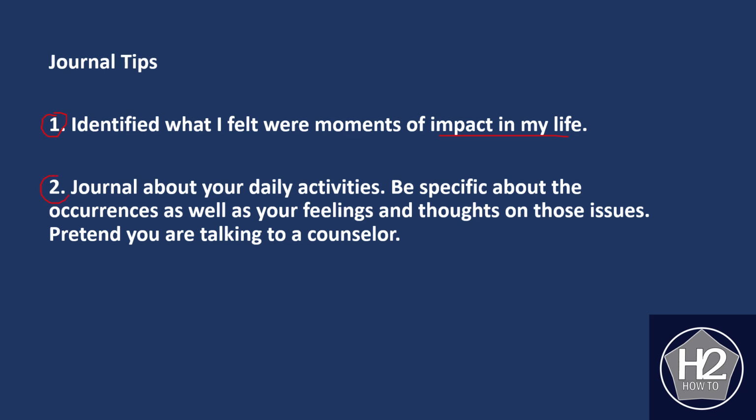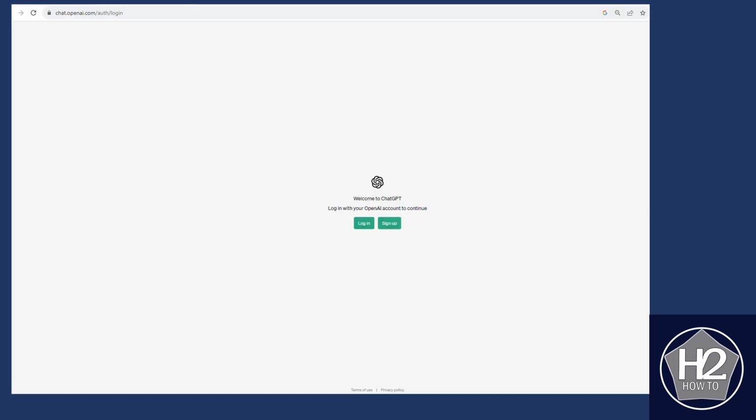You could also use this approach right here, where you just start writing about your daily activities. You have to make sure that you express your feelings and your thoughts on whatever issue. So if you're going with option 1 or 2, make sure that you are honest and that you make an attempt to express your feelings, whatever they are in that particular moment.